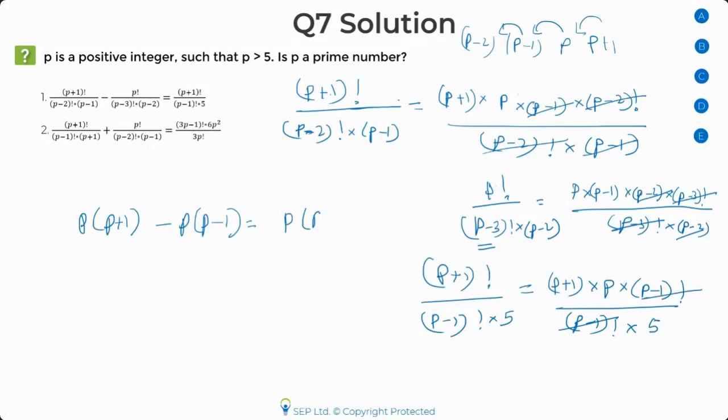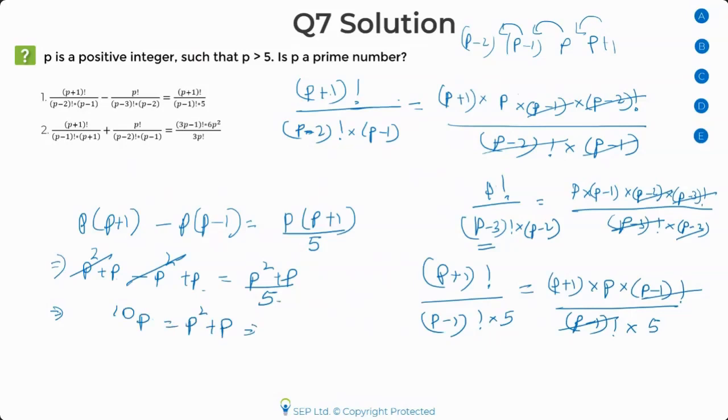So let me simplify it. I'll get p square plus p minus p square plus p is equal to (p square plus p) by 5. This is 2p, multiplied by 5 would give you 10p, is equal to p square plus p, or you get p square minus 9p is equal to 0.